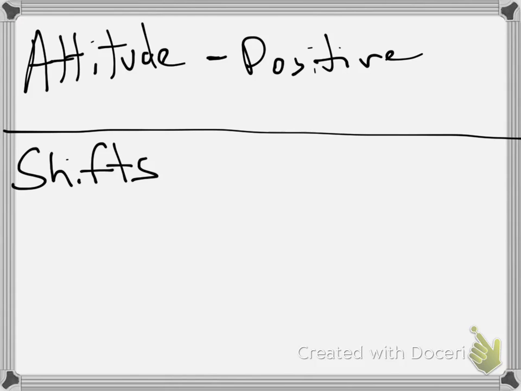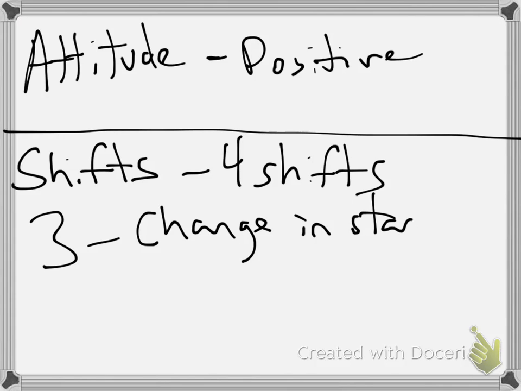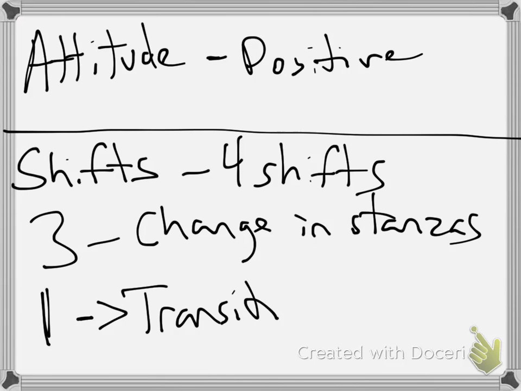So after line 4, there's a shift. After line 8, there's a shift. After line 10, there's a shift. There's actually 4 shifts in this one. 3 are from change in stanzas. 1 is because of a transition word, but it bears out even to the edge of doom. That's the transition word, but. So those are our shifts. So what is the purpose of the shifts? Well, it continues to bring home the point about love.